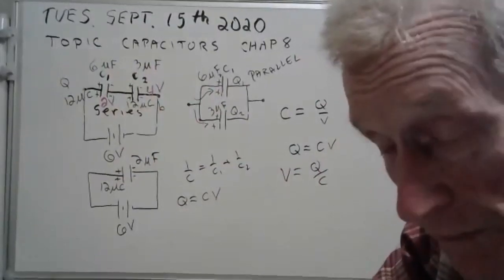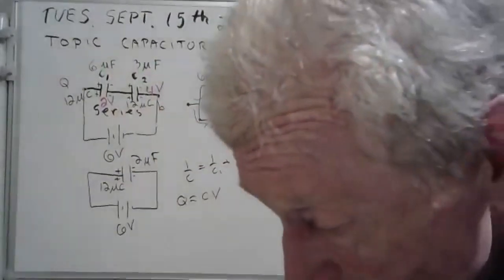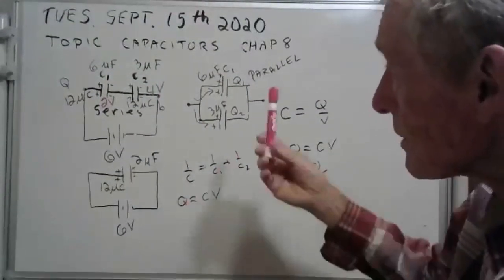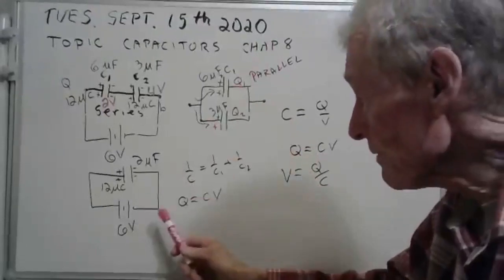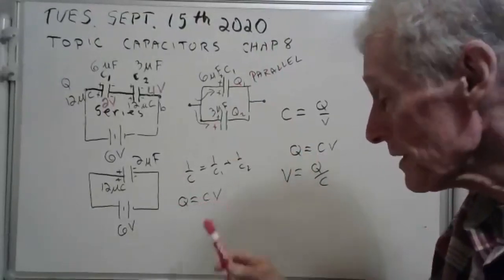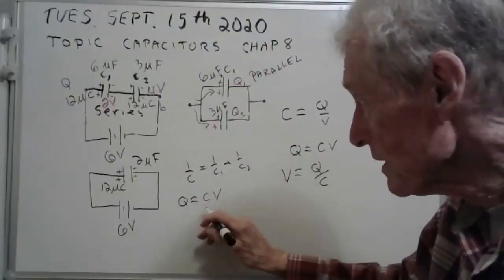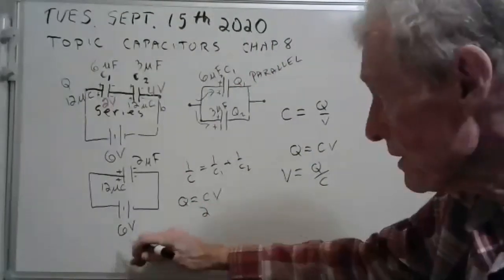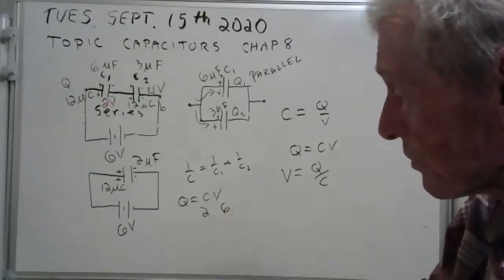Where did the 12 come from again? Say that again, please. Where did the 12 come from? The 12. Yeah. The 12 came from Q equals CV. Thanks for asking. The C is 2, and the V is 6. 6 times 2 is 12.